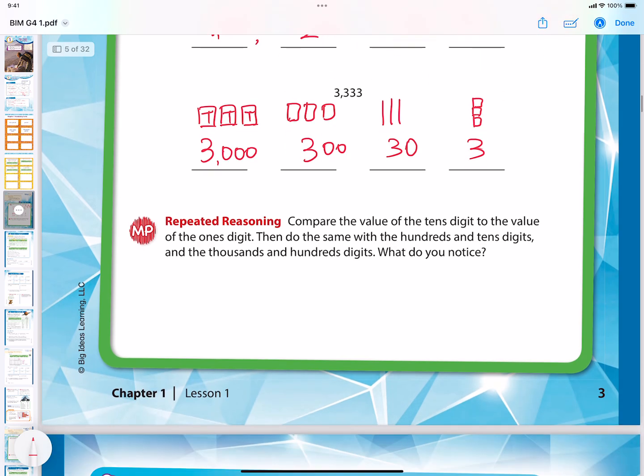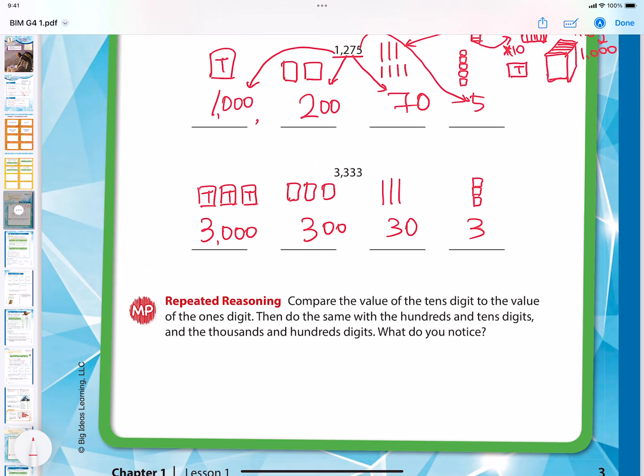Now compare the value of the tens digit to the value of the ones digit. That's what they are asking you. And then do the same with the hundreds and tens digits, and then thousands and hundreds. All right, what do you notice? What's the pattern? Yes, place values increase by 10. From right to left, you are going to multiply by 10.